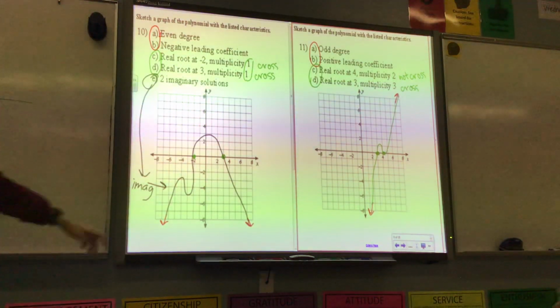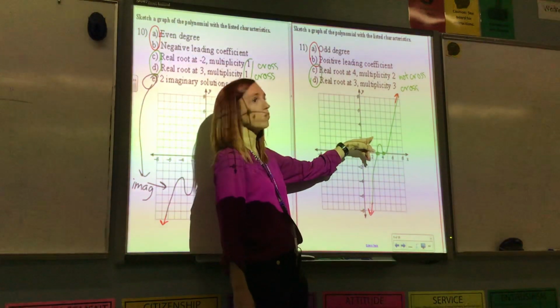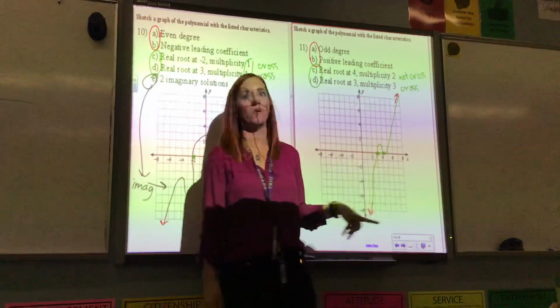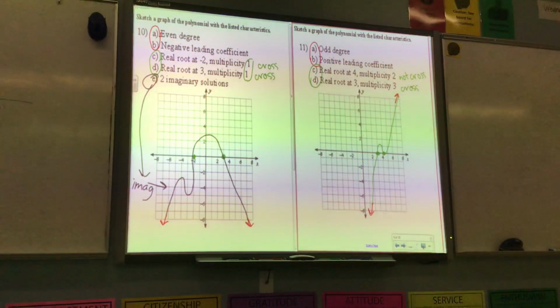You do not know how tall this point is. What would this point be? Relative max. It might be here, it might be up here. You have no idea. You just have to place it somewhere for now. But that is what this graph might look like.